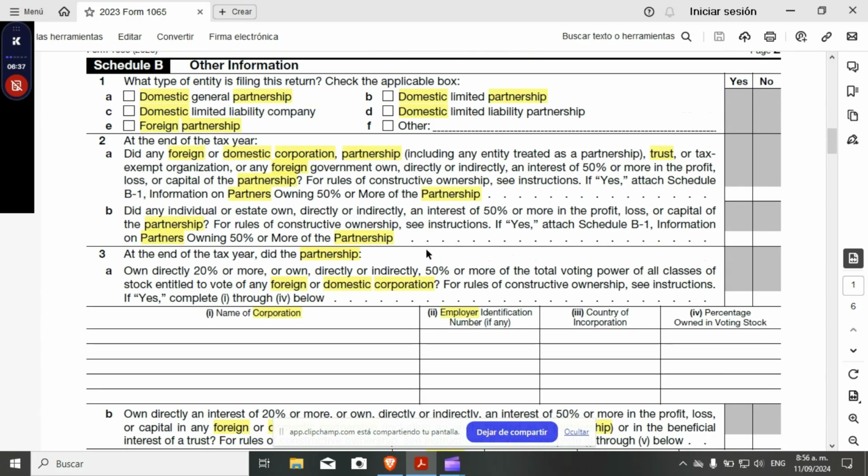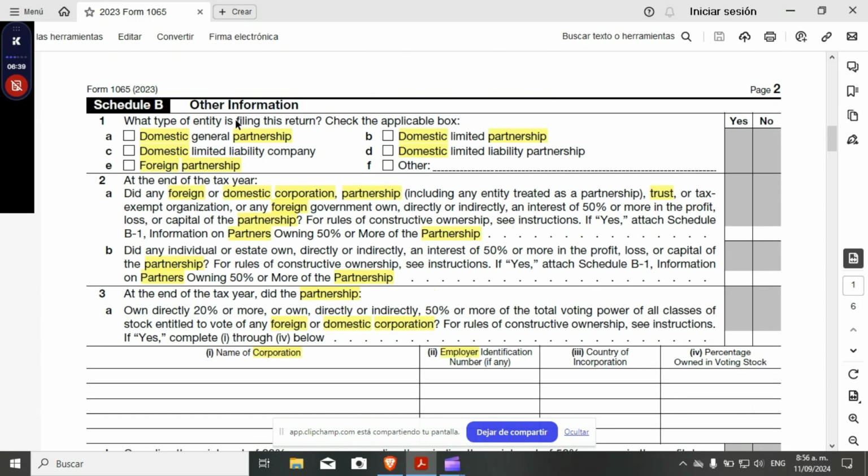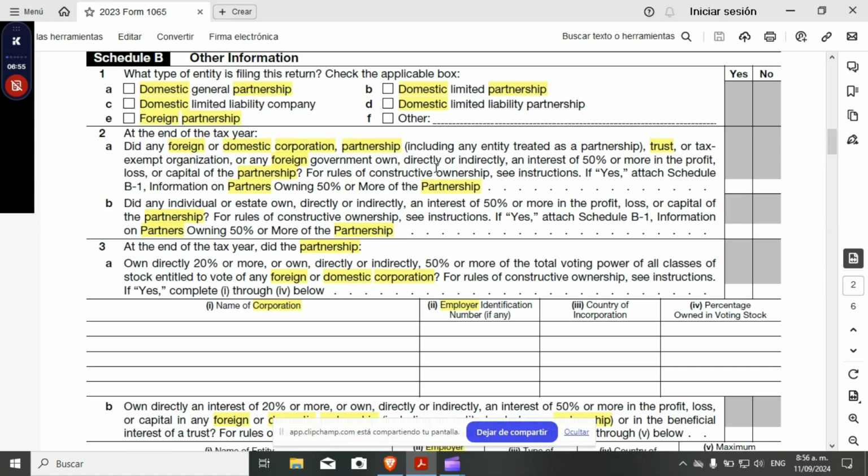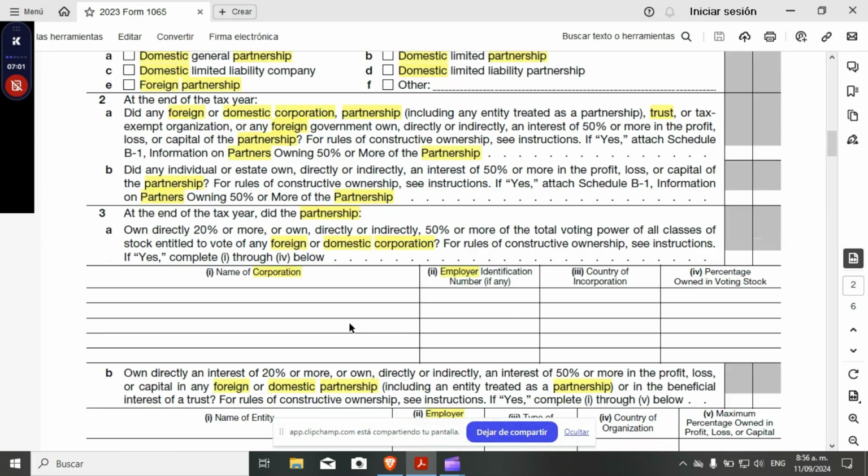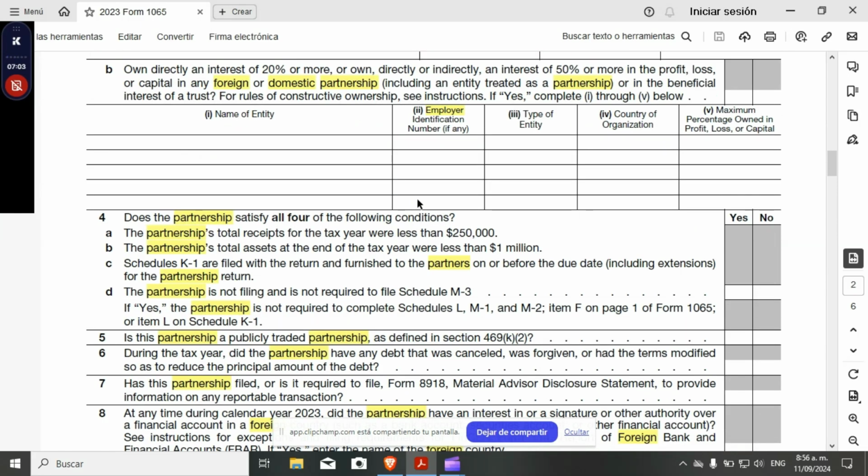Okay, oop, too far. And then Schedule B, other information. What type of entity is filing this return? You would know whether you have a general partnership, limited liability company, limited liability partnership, or limited partnership, foreign partnership, or if it's some other entity. You would know that more than I do, so you would check the appropriate one. Then at the end of the text here, this is going to be no, this is going to be no, this is going to be no, and then you can leave the rest of that blank there.